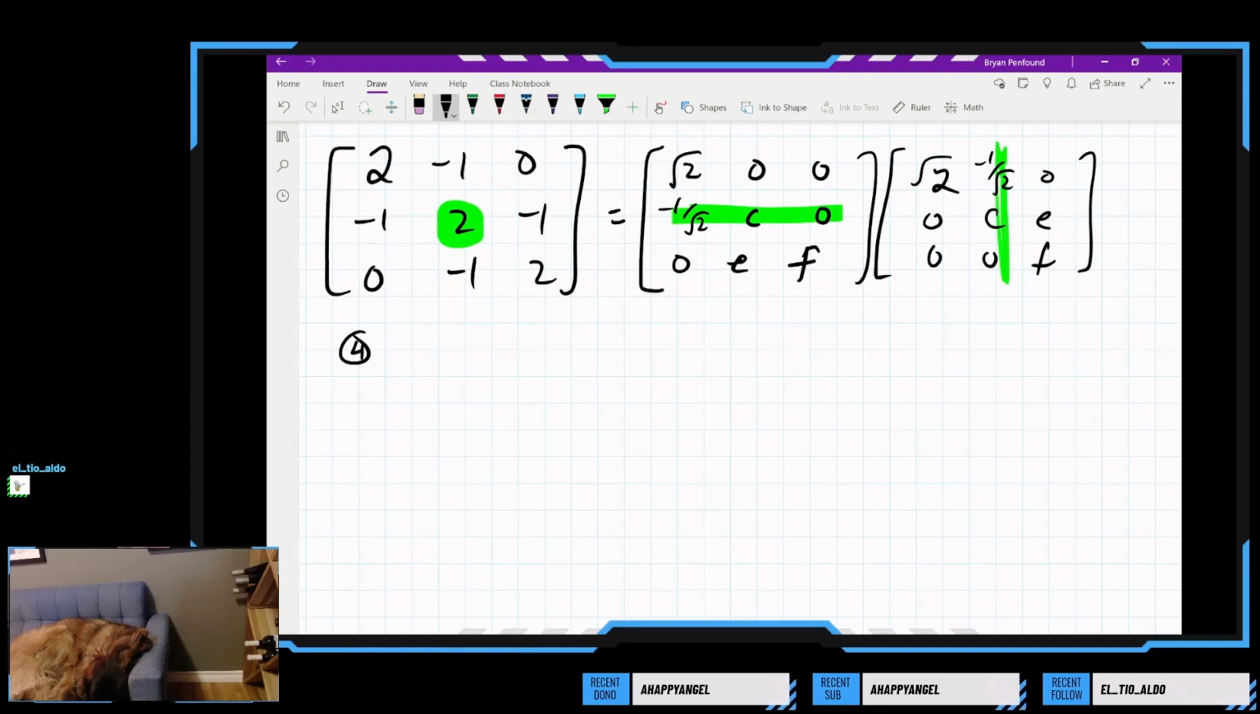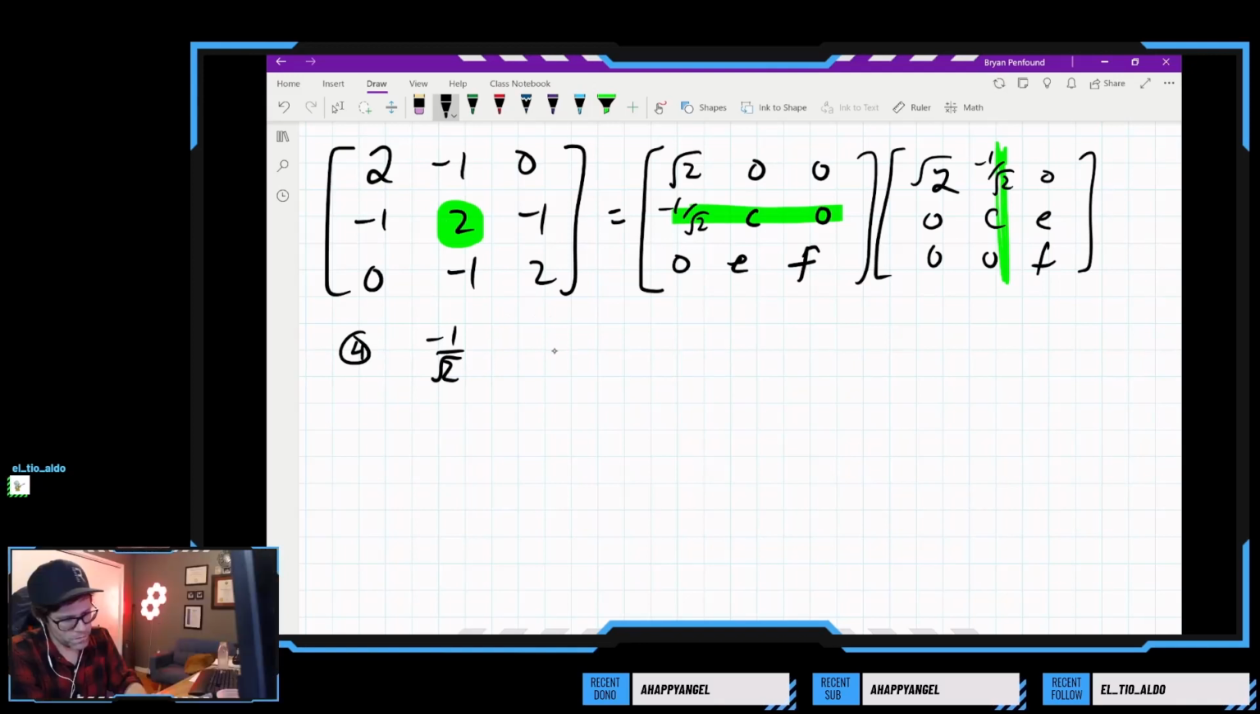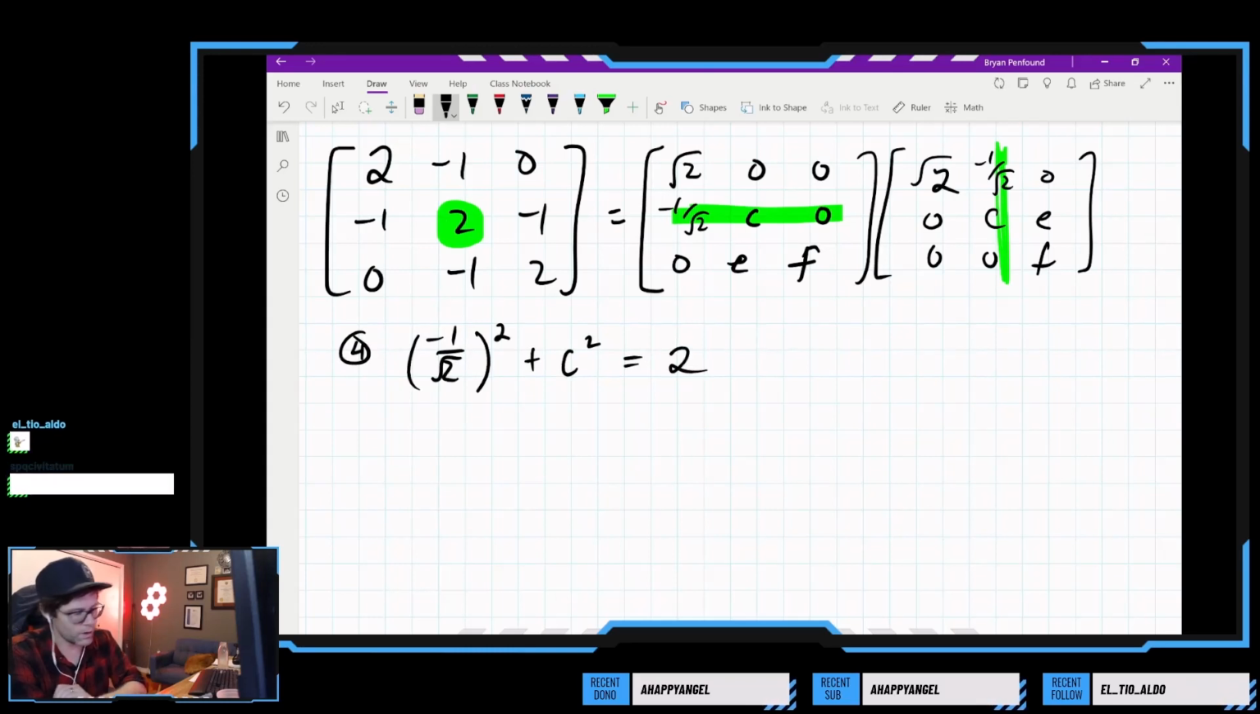So, step number 4, I'm thinking what we need to do is this multiplication of negative 1 over root 2 times itself. So we get that squared, and then we're going to get C squared, and then plus 0. This has to be equal to 2, right?